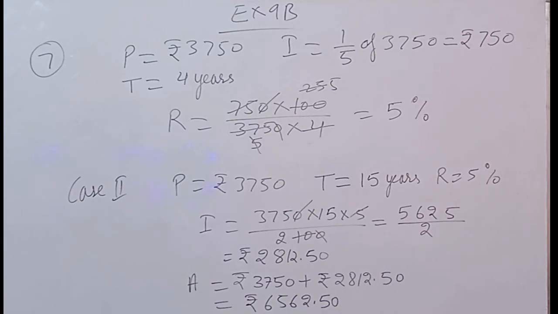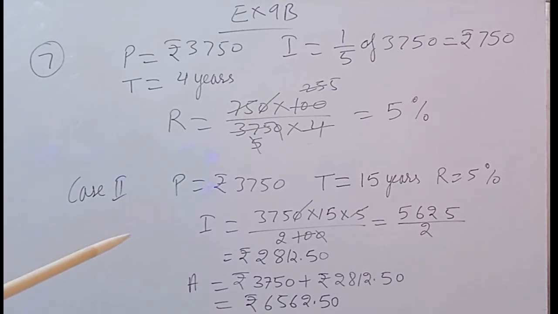So the rate of interest will be 750 into 100 upon 3750 into 4. 0 to 0 cancel of the 750 and the 3750, and 75 5s are 375. 4 whenever we divide 100 it will give 25, and 5 5s are 25, that is 5%. So the rate of interest will be 5%. Now in the second case, the principal is the same, 3750. Now time is changed to 15 years, and the rate of interest will be R, whatever we got earlier. So R is 5%. So here we have to find out the interest.